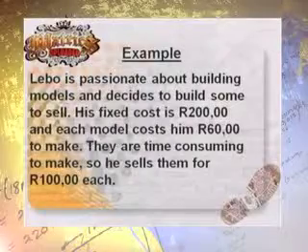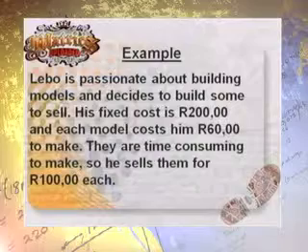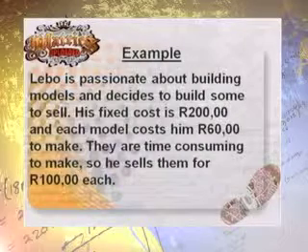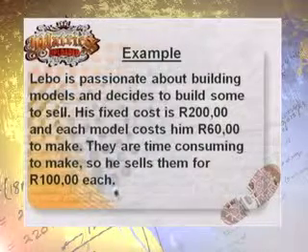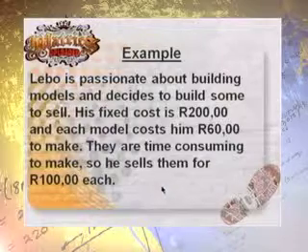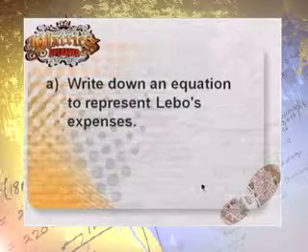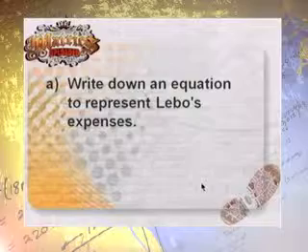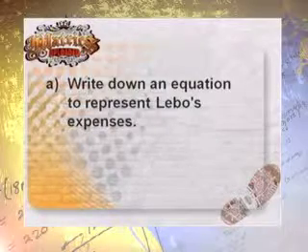So let's have a look. They are time consuming to make. So he's got fixed costs. It costs him 60 Rand to make each one, so he wants to sell them at 100 Rand each. Now the first question is: write down an equation to represent Lebo's expenses. Remember, he's got expenses and then he's got an income that he's making. So let's see what his expenses will be.